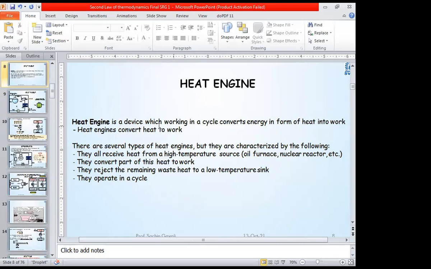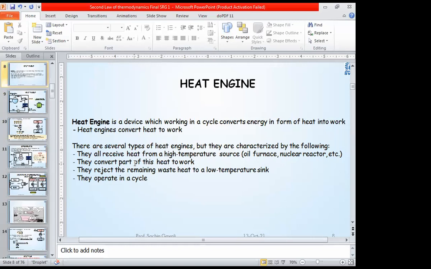So a heat engine is a device which, working in a cycle, converts energy in the form of heat into work. Heat engine converts heat into work. There are several types of heat engines, but they are characterized by the following. Any device, maybe a steam turbine, an IC engine, or an external engine, which takes heat as the input and gives work as the output, is a heat engine.